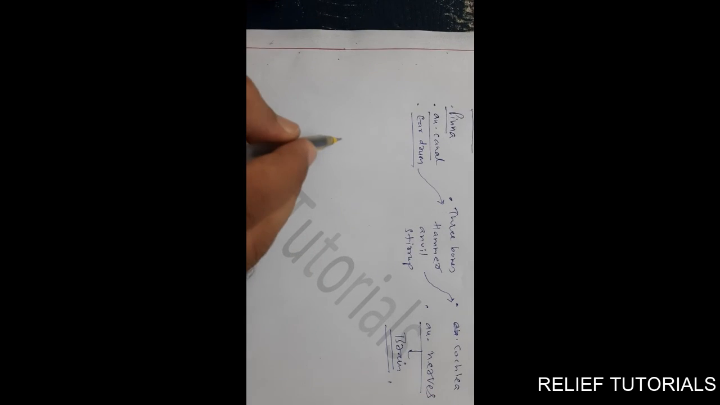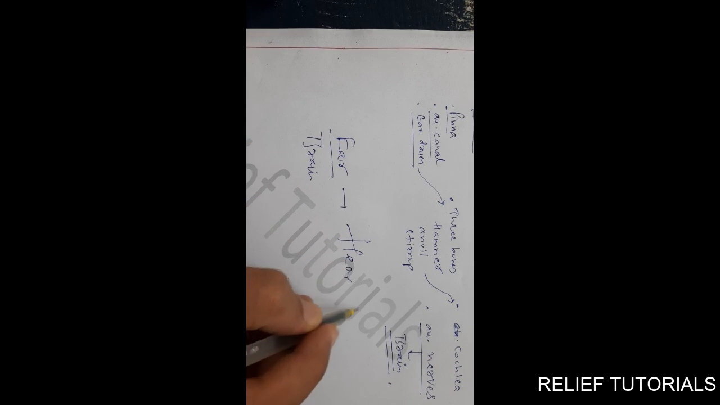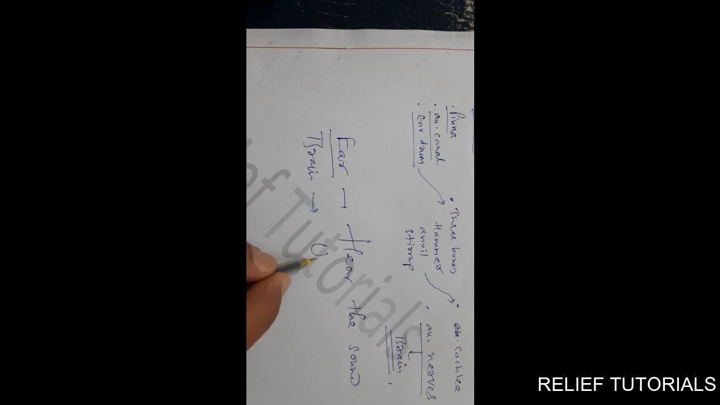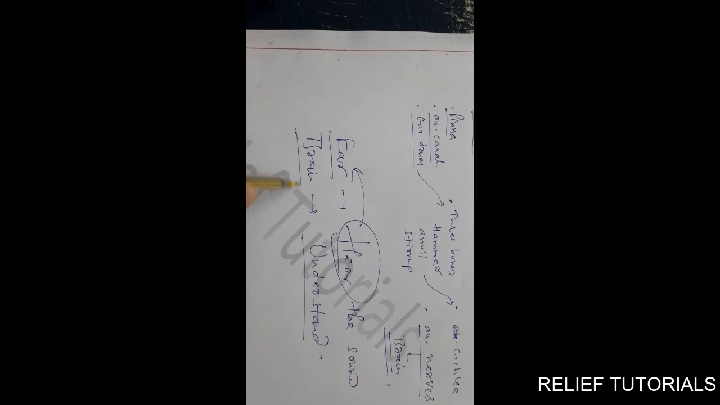So listen to me carefully. What is the function of ear and what is the function of brain? The function of ear is to hear the sound. And what is the function of brain? To understand the language. Okay, suppose if I start speaking in Chinese language, you can hear the sound with the help of ear, but you cannot understand because the brain doesn't know the Chinese language. So the important thing is interpretation of sound, and that is done by brain.